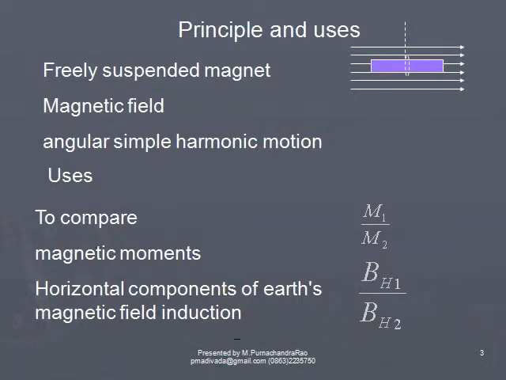By using vibration magnetometer, we compare the magnetic moments of two bar magnets, and also compare the horizontal components of Earth's magnetic field induction at different places. We can determine the ratio of horizontal components of Earth's magnetic field induction at two different places.